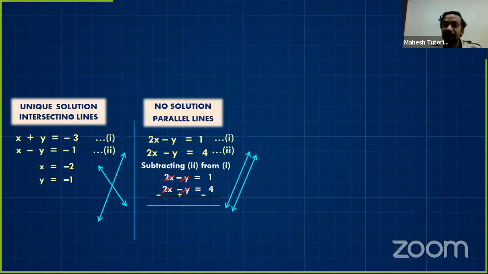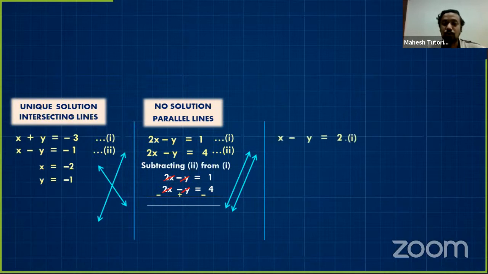Once again, I repeat, whenever you represent equations that have no solution on the graph, you will always get parallel lines. I hope the first two conditions, unique solution with intersecting lines and no solution with parallel lines, are clear to everyone. Now moving towards the third and the last category, students.